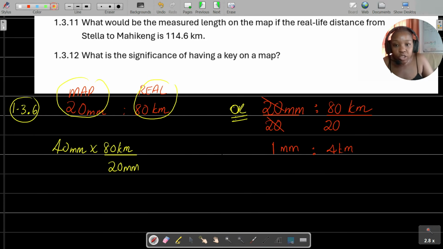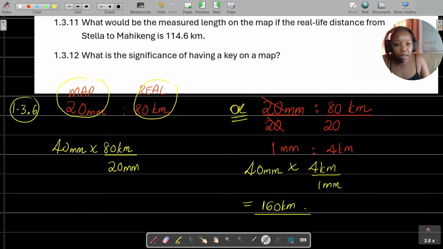And then from there, still the same thing, we're just going to take that 40 millimeters. We want to convert these 40 millimeters into a real life distance, or the distance on the ground. We just multiply by what we want, which is 4 kilometers, divided by 1 millimeter, still the same thing. So if you multiply 40 by 4, you'll still get 160 kilometers.